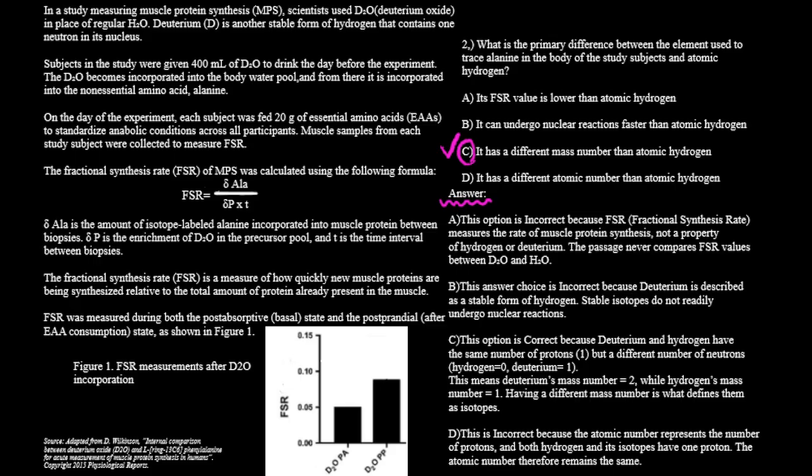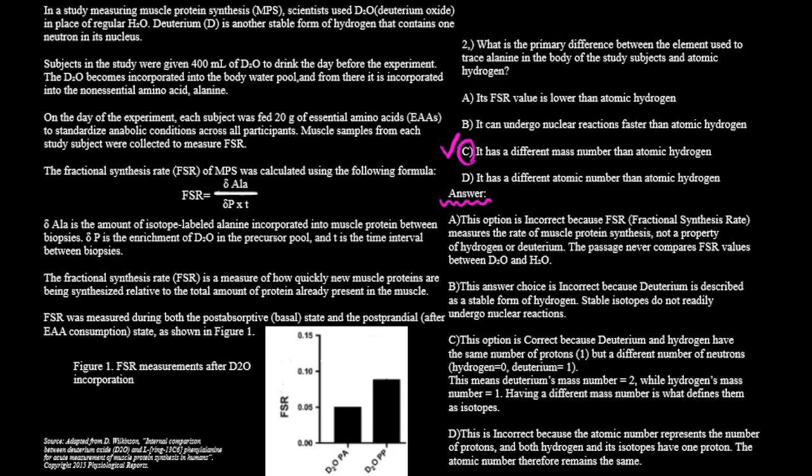Let's go through each answer choice to see which one is the correct answer. Answer choice A states that the FSR value of deuterium is lower than that of atomic hydrogen. This is not the correct answer because the passage does not mention any difference in FSR, or fractional synthesis rate, between D2O and H2O. FSR measures how quickly new muscle proteins are synthesized, not the properties of hydrogen isotopes.